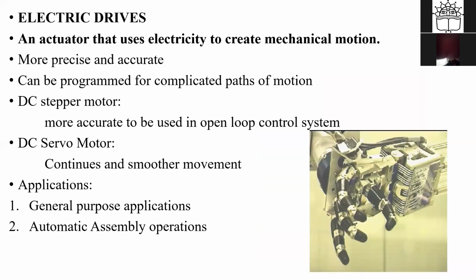Okay. What are electric drives? Electric drives are more precise and more accurate. So generally we say that a robot is an electromechanical device, because generally we use electric drives, right? Because they are very precise. By controlling the signal given to a stepper motor or servo motor, we can precisely control the motion of the robot. So they are used in general purpose applications and also in automatic assembly operations in four-wheelers, in vehicles. In the auto sector, we have an assembly line, right? So over there we use electric drives.